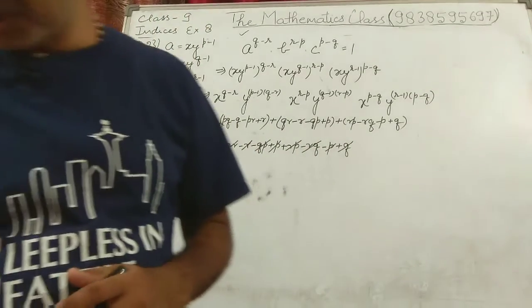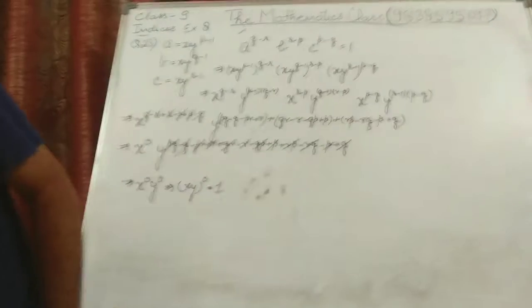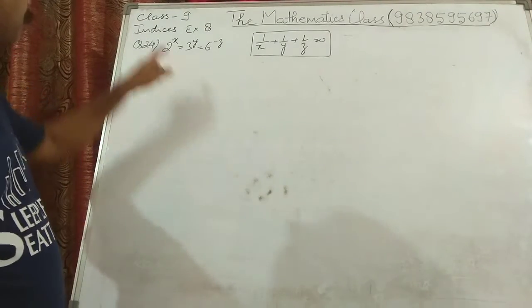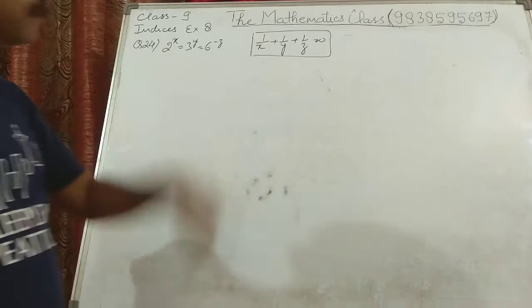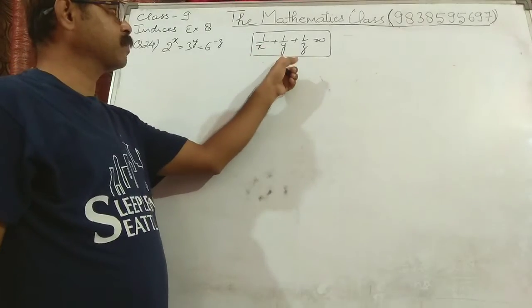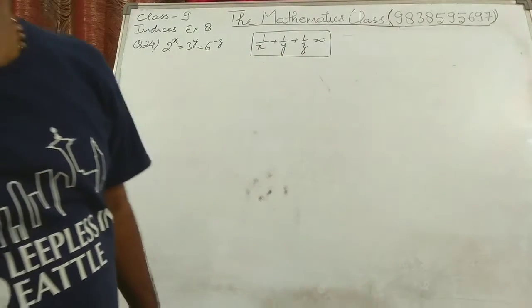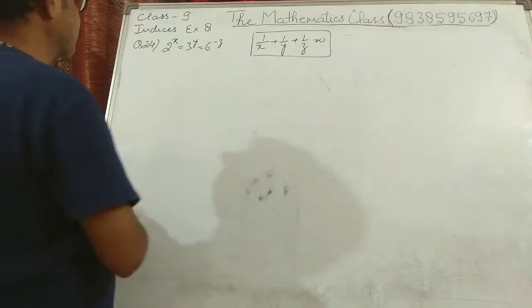Let's take question number 24. It is given that 2 to the power x is equal to 3 to the power y is equal to 6 to the power minus z. We have to prove that 1 upon x plus 1 upon y plus 1 upon z is equal to 0. This is what we have to prove.